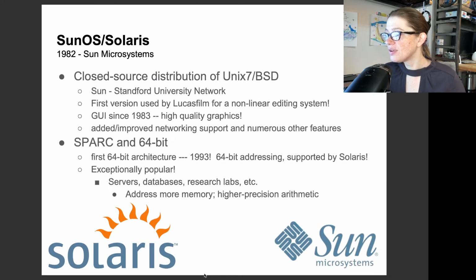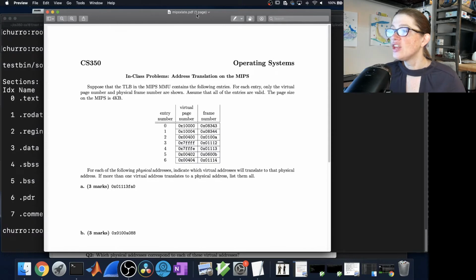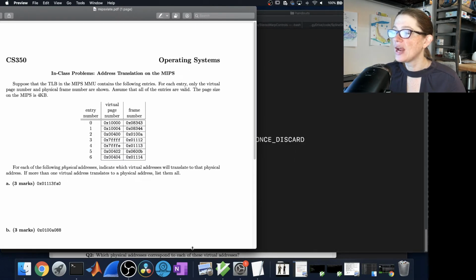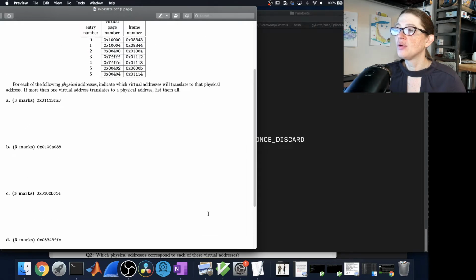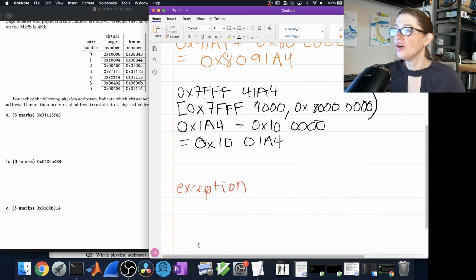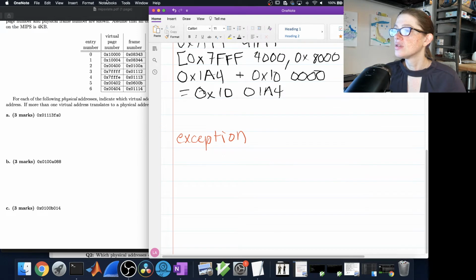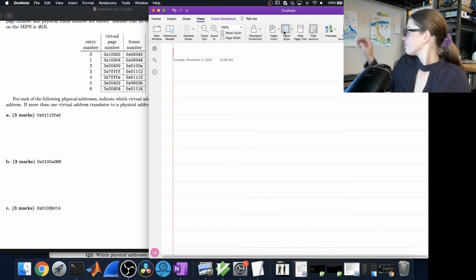Now I want to take a brief intermission to look at a problem. If you are on the course Piazza, you'll find one called MIPS Translate. I'm only going to do the first 2 of these with you, and I'm going to let you do the other 2 on your own. So let's get a new page here. And after we've got a new page, let's give ourselves some lines.